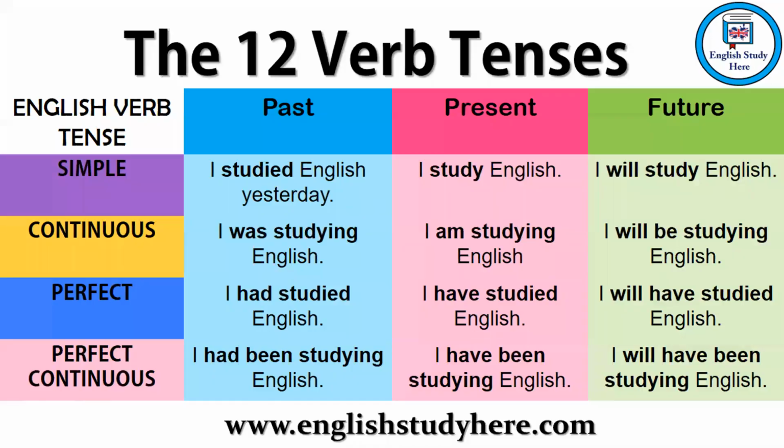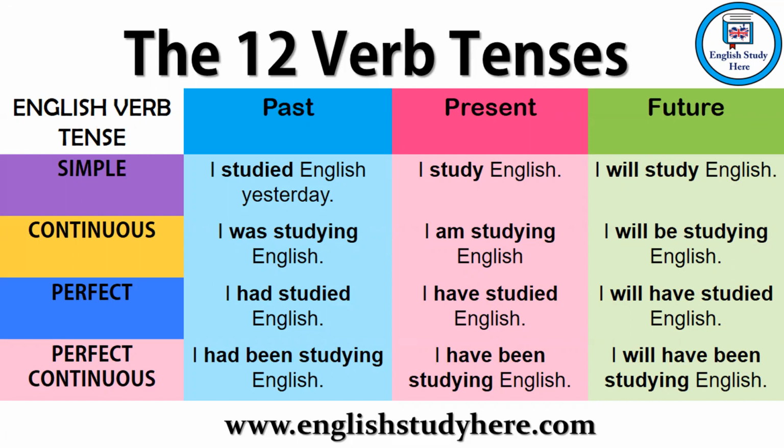So I'll just substantiate the whole thing in this particular table column. For example, I studied English yesterday. I study English. I will study. I was studying English. I am studying English. I will be studying English. I had studied English. I have studied English. I will have studied English. I had been studying English. I have been studying English. I will have been studying English.